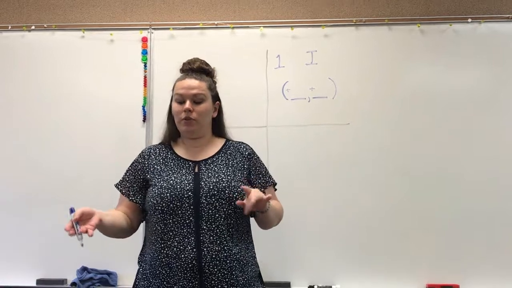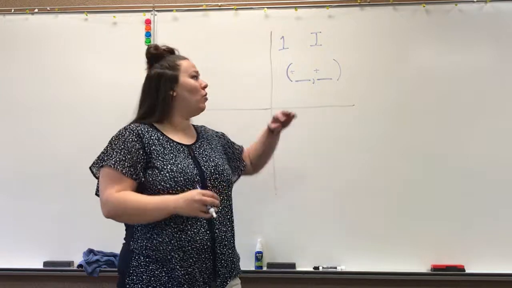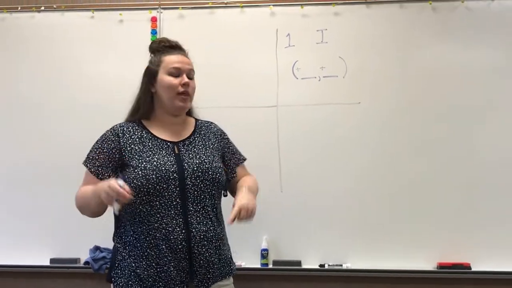It's going to just give you symbols. And it's going to say, if you have these two symbols in this order, is it in quadrant 1, 2, 3, or 4? And then just based on the symbols, you'll have to know that.